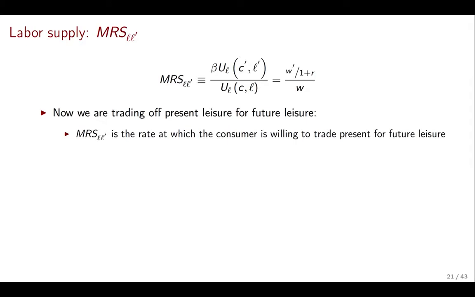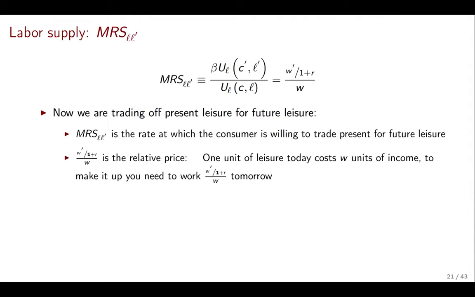The marginal rate of substitution is now the rate at which the consumer is willing to trade present for future leisure. So what you want to know here is how much future leisure is needed to compensate the consumer for 1 unit of present leisure. The right-hand side is going to be the price at which the market is willing to trade this off.